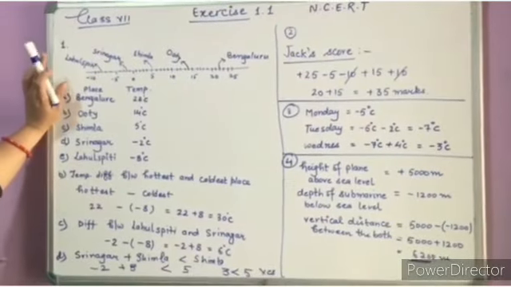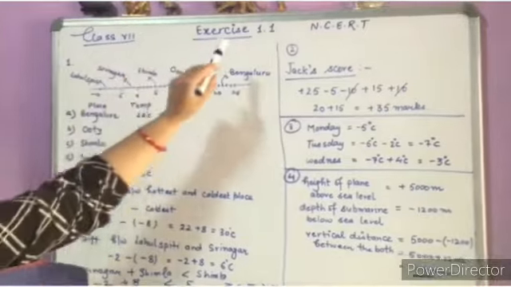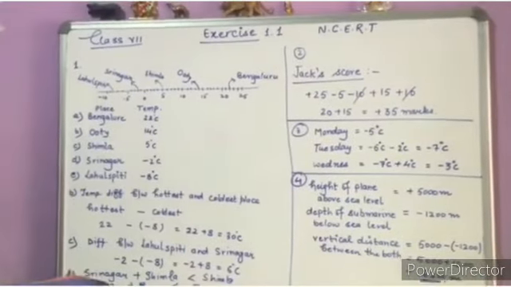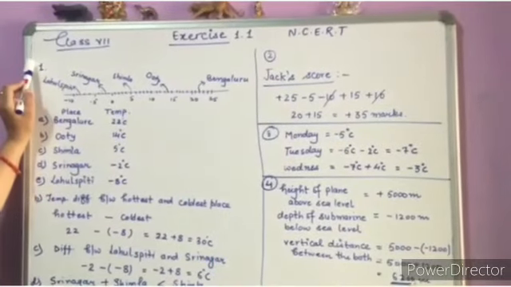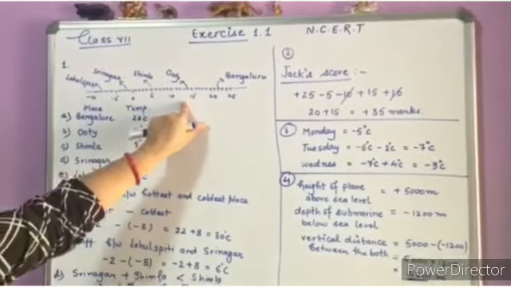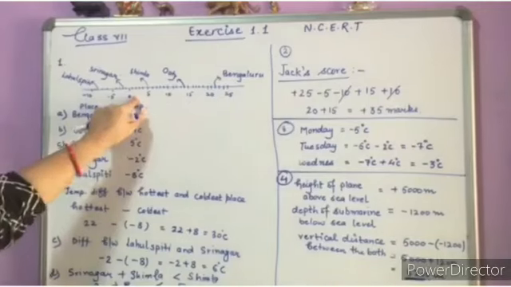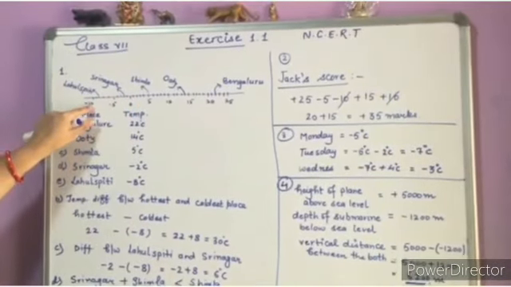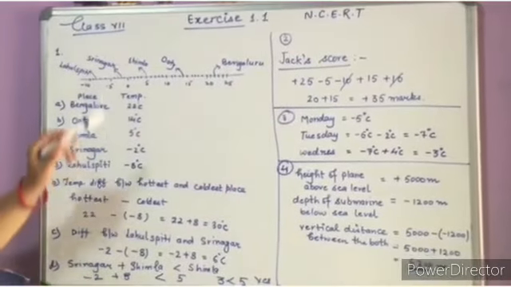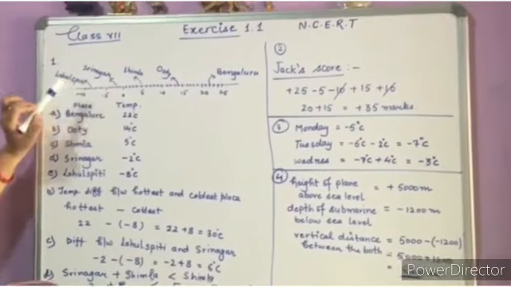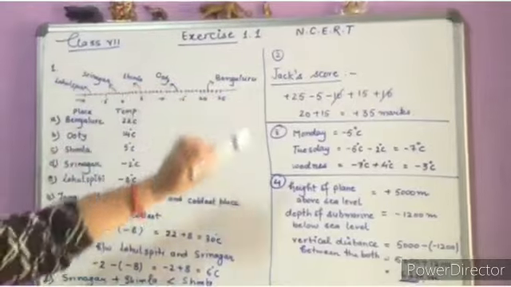Class. Now today I will start exercise 1.1. Yesterday I just gave you the introduction of the class. See, in question number 1 they have given us a number line. 0 is in the middle. Towards the left we have negative integers. Toward the right we have positive integers. We have marked differences and we have marked the places also.